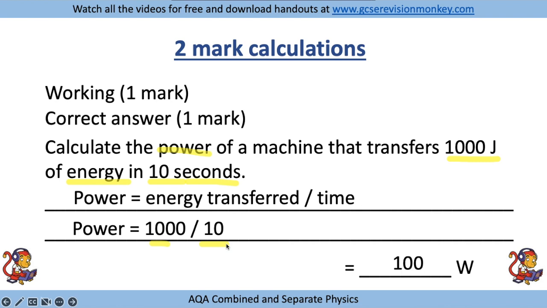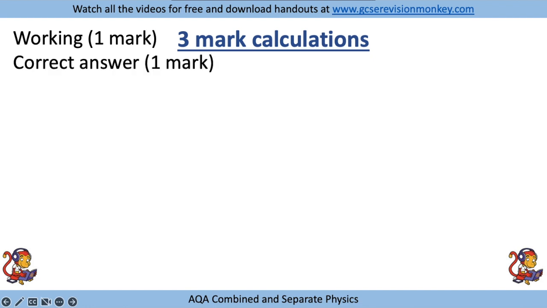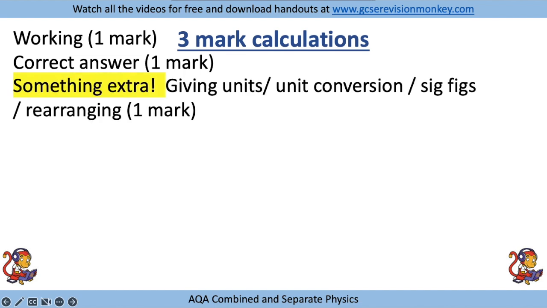and then write your answer on the answer line. If you have a look at a calculation and it is worth 3 marks, you're going to think about it like 1 mark for the working, 1 mark for the correct answer, and 1 mark for something extra. So this could be giving the units, converting the units, significant figures, or perhaps rearranging the equation.